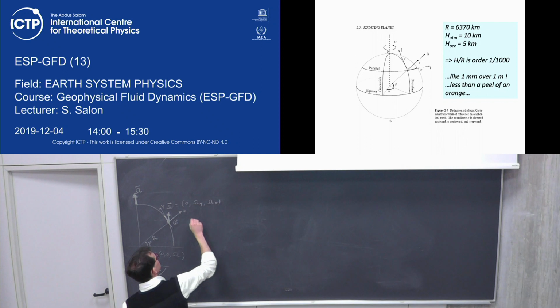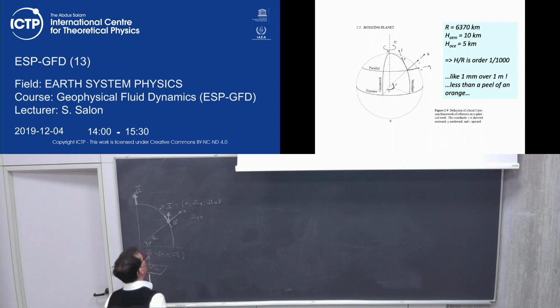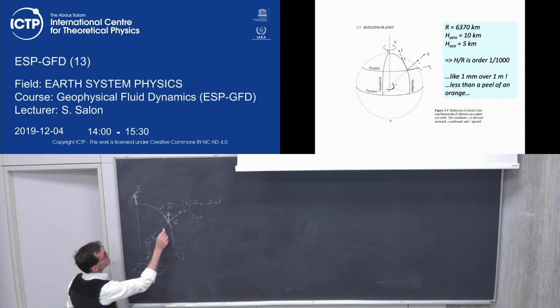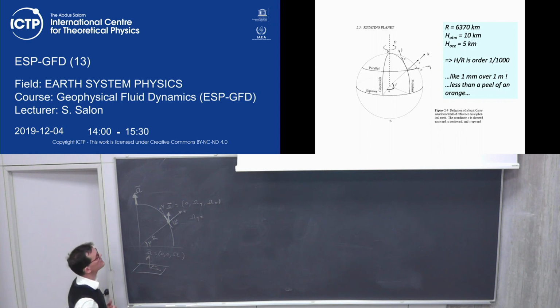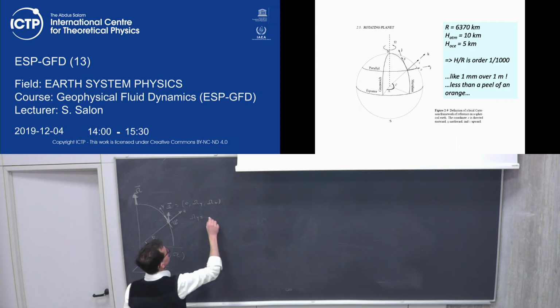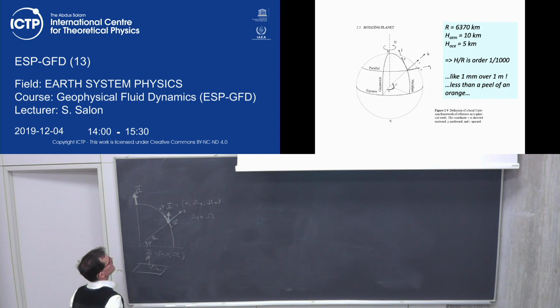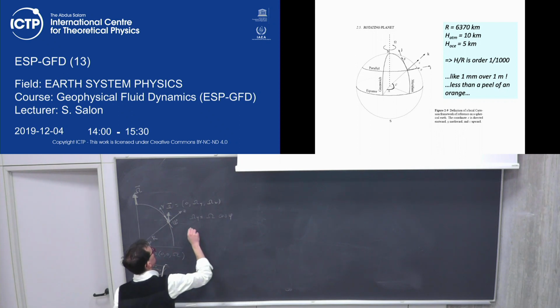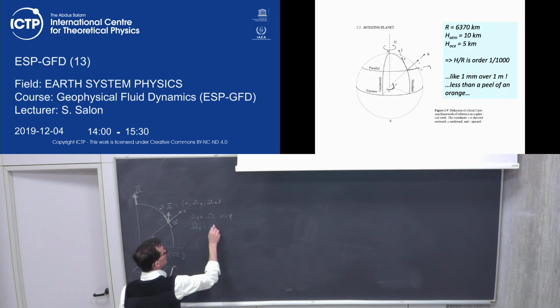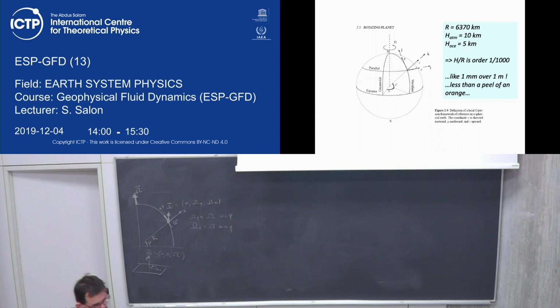And in particular, omega y, so since this is phi, and this is phi, the latitude, omega y will be omega, because it's the value of the magnitude of this vector, cosine phi, and omega z will be omega sine phi. Okay?